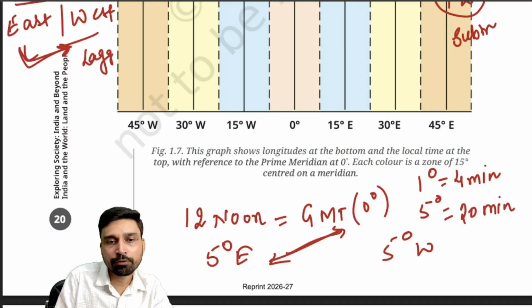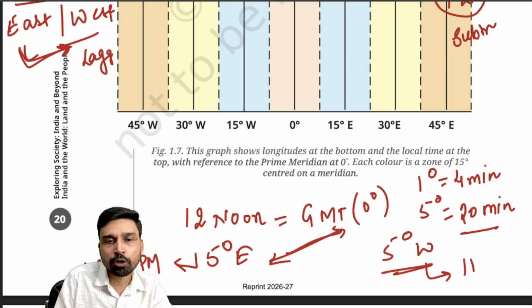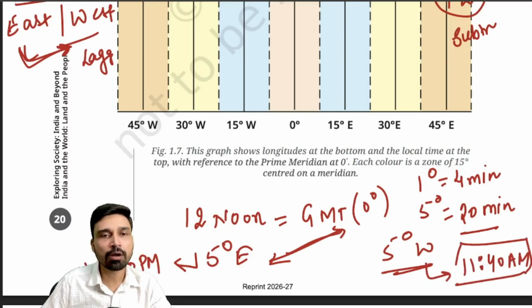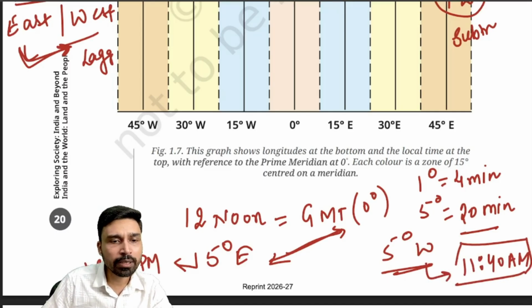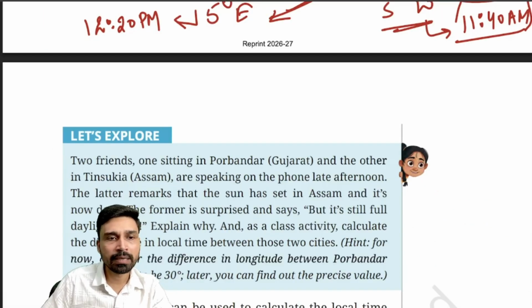Now we know that if you are moving to the east, we have to add, and if you are moving to the west, we have to subtract. So the correct answer in this case will be that at 5 degrees east, time would be 12:20 p.m., while at 5 degrees west, time would be 11:40 a.m. So this is how we use the concept of longitude to calculate local time at any given place.